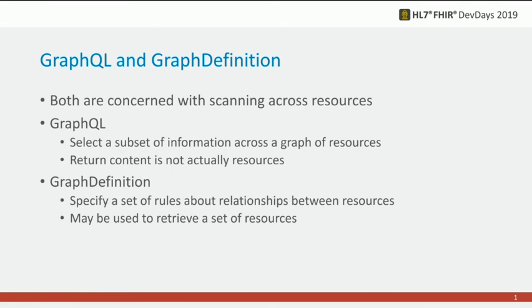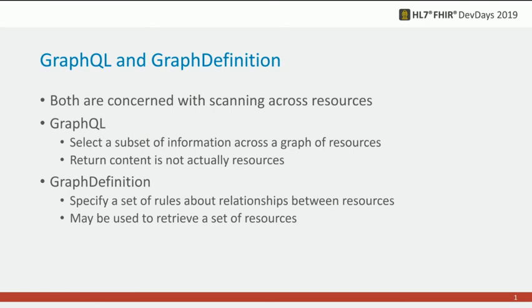Although they solve very different problems that are only conceptually overlapping. Both GraphQL and GraphDefinition are concerned with scanning across the content of resources. GraphQL is a simple use case that should be of interest to everybody: to return a subset of information across a graph of resources. The returned content is not actually resources. It's just pure JSON.